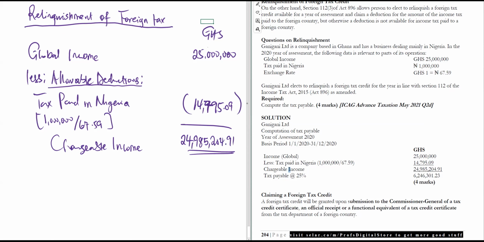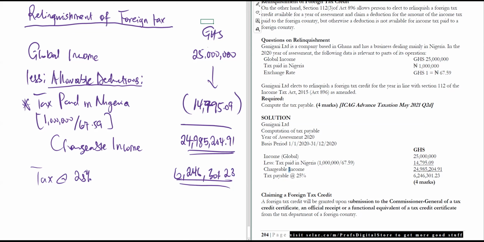Okay. So you see, we allowed the tax as a deduction from his global or worldwide income. Then now we can tax this at the 25%. So we end up with 6,246,301.23. This is understood.